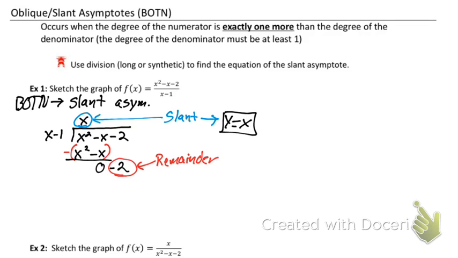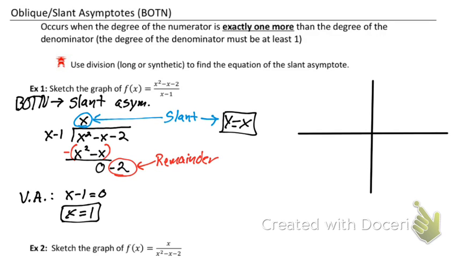Let's go ahead and find our vertical asymptote. Vertical asymptote is still the exact same. It just holds steady. It just says set your denominator equal to 0, x minus 1 equals 0. So we have x equals 1. Let's go ahead and graph this. We're supposed to sketch a graph of it.